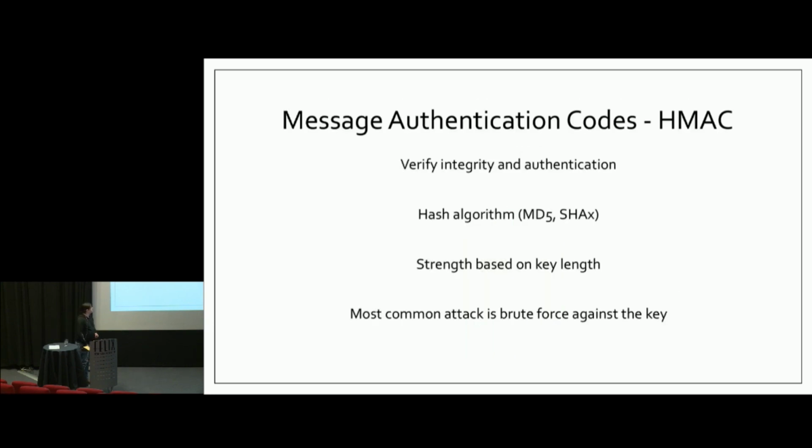So not only does it give you integrity checking like you do with normal hashing functions, it gives you authentication as well. Now, HMACs in .NET can be based on MD5 and the SHA family. The examples we're going to look at will be based on SHA-256. And the strength of the hashing is dependent on the length of the key. So 32 bytes, 256 bits, is probably a good minimum to use these days. And the most common attack against this type of hashing is a brute force attack, which we'll look at in a moment.